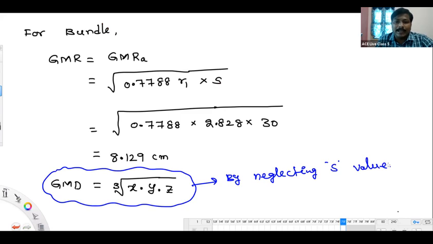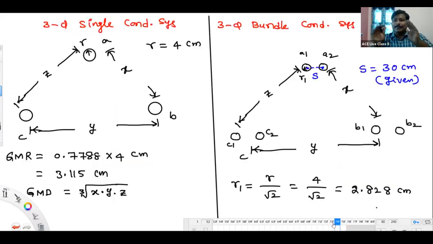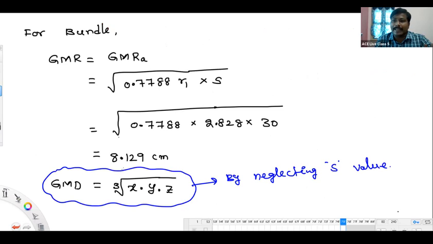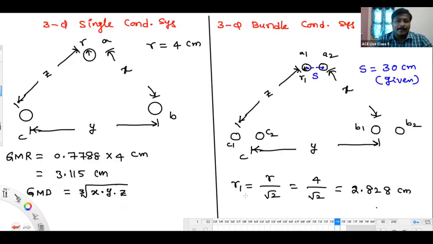Now, a small comparison we want to make between these two, as I said to you earlier. GMR, other name is self-GMD. How is the GMR of the bundle compared to the single conductor system? GMR of the bundle conductor system is greater compared to the single conductor system. That is one observation to be noted: 8.129 here, but in the previous it is 3.115.